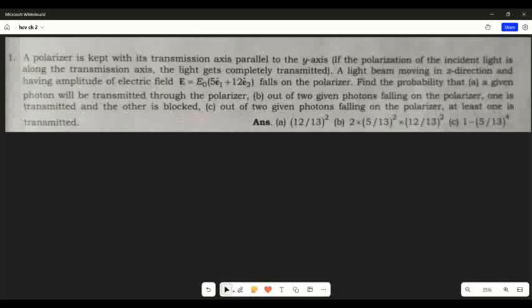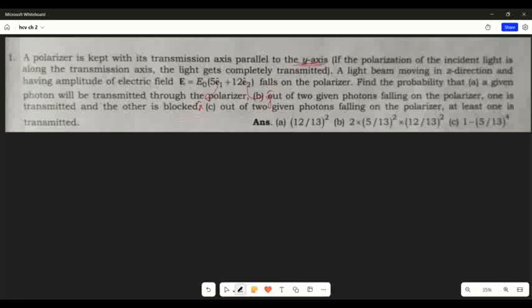So let's move to chapter 2 and question number 1. In question number 1, it is said that there is a polarizer whose transmission axis is parallel to the y-axis. Here you can see a beam of light which is moving along the z direction, and its amplitude is vibrating along the x-axis and y-axis. So basically this E1 corresponds to the x-axis and this E2 corresponds to the y-axis. We have to find the probability that a given photon will be transmitted through the polarizer.